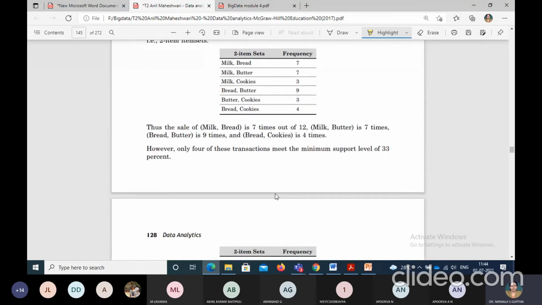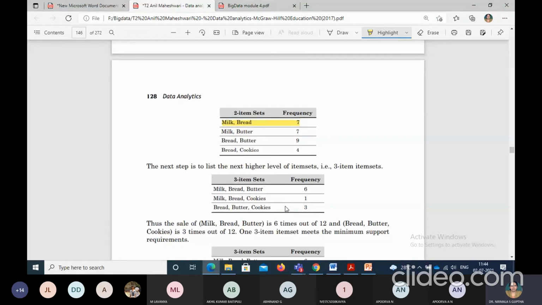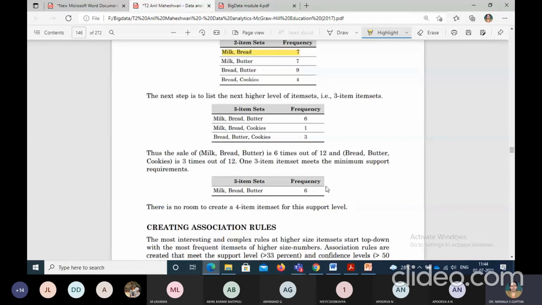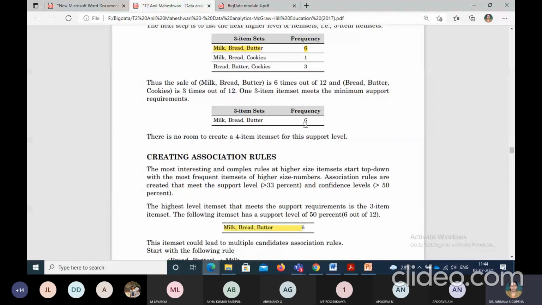But when we arrived at computing the values and cross-checking the values, cookies also were considered as a 3 item, but the concluding remark was that the cell of milk, bread, butter is 6 times, because that is meeting the threshold value of the support. Okay, so because 6 out of 12 transactions is 50%, it automatically meets the criteria of minimum support.